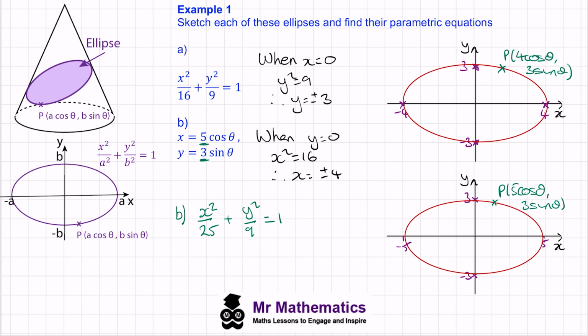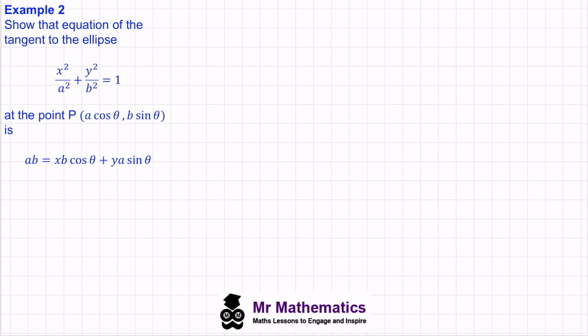Okay, so let's move on to question 2. So in example 2, we've been asked to show that the equation of a tangent to the ellipse, given here in Cartesian form, at point P, where x and y are defined parametrically, is ab equals xb cos theta plus ya sine theta. So the first thing we need to do is find the gradient function, which is dy by dx. Now we could differentiate this implicitly, or we can differentiate parametrically using the chain rule. I think it's much easier to use the chain rule with the parametric equations.